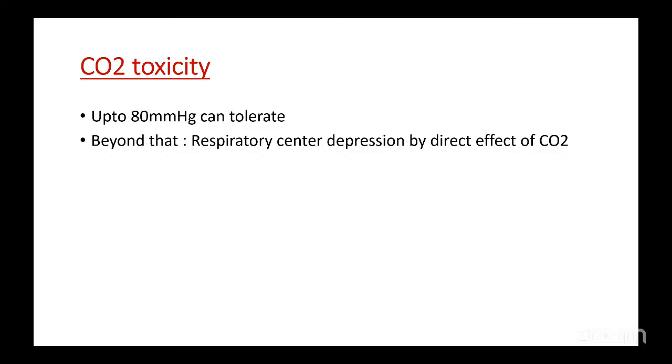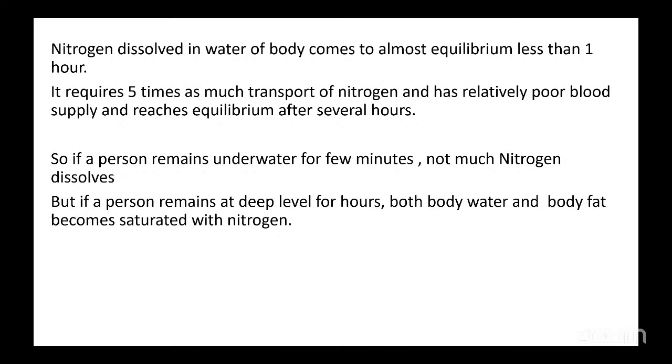Now, usually up to 80 millimeters of mercury can be tolerated, but beyond that, you have to understand that although carbon dioxide stimulates the chemoreceptors, the direct effect of CO2 is to depress respiration. PCO2 through H plus indirectly can result in changes in chemoreceptor activity. But if direct CO2 is there, that can depress it. So that is the effect.